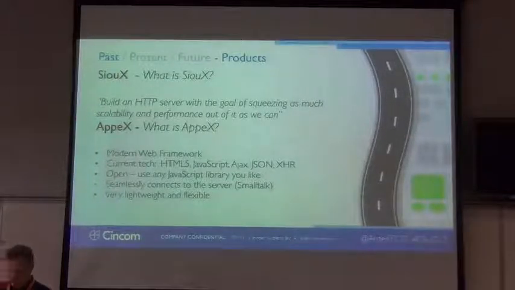Apex, I love the story behind Apex. The creator of Seaside, Avi Bryant, years ago, he gave a keynote and he said, okay, a decade and a half later, if I was starting Seaside over, how would I architect that differently with technology that didn't exist back then? And that's basically the architecture of Apex.